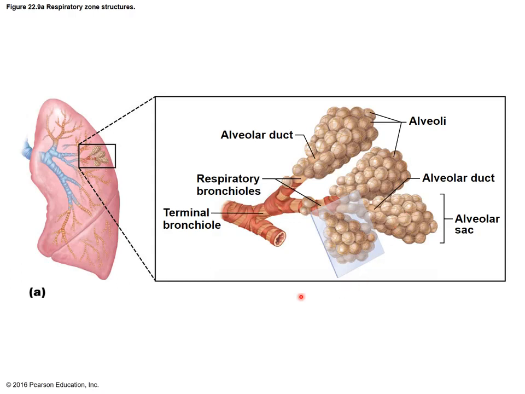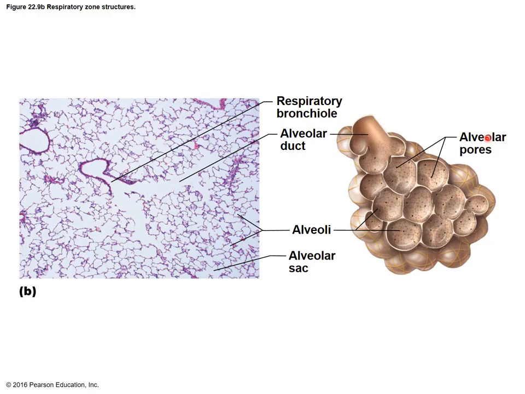So as you can see, here's the terminal bronchiole. You're moving on down. Each one of these individual structures looks like a grape. These are the alveoli. This whole cluster, if you want to call it a cluster of grapes, is the alveolar sac. So on each one of these little grapes, each one of these little alveoli, that is where the gas exchange is.